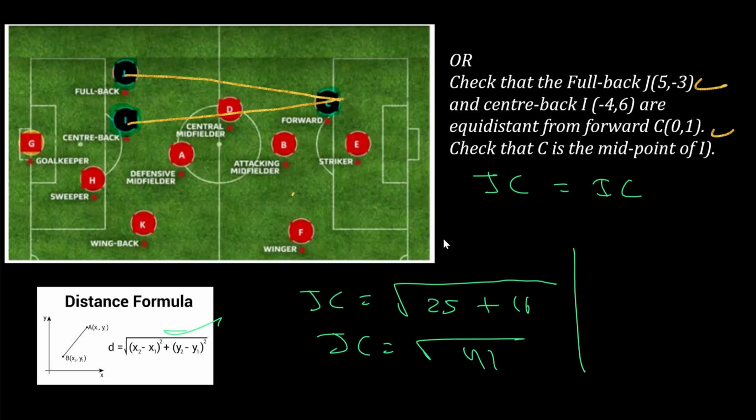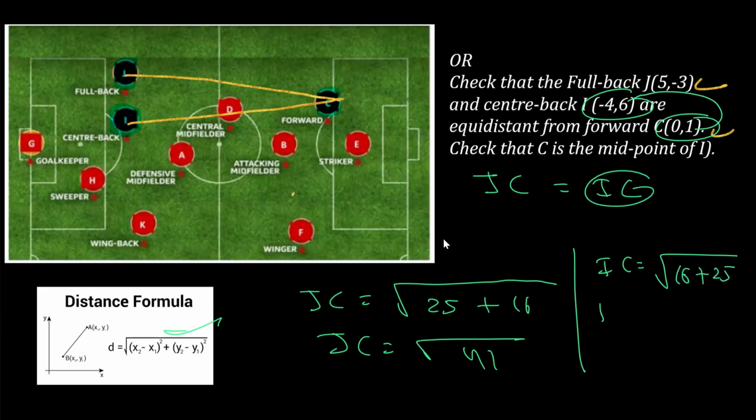Now I'll get IC, for I and C. This is I and this is C. So 0 minus 4 is negative 4, whole square is 16. And then 1 minus 6 is minus 5, square is 25. So IC is again under root 41. Yes, that is the answer for this. They are equidistant. We got this as equidistant.